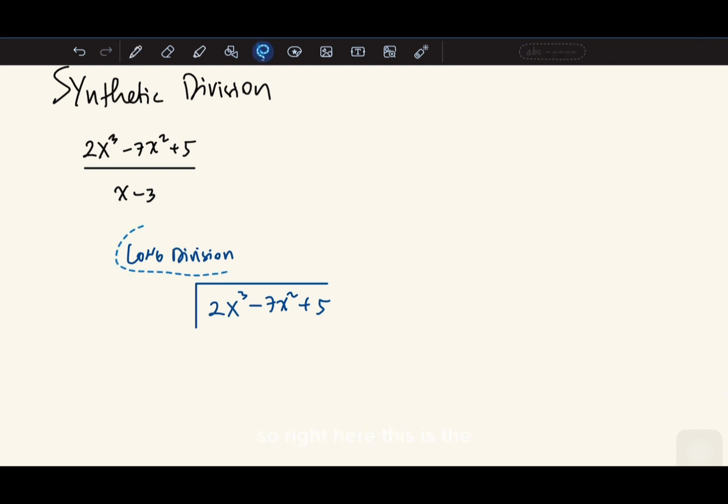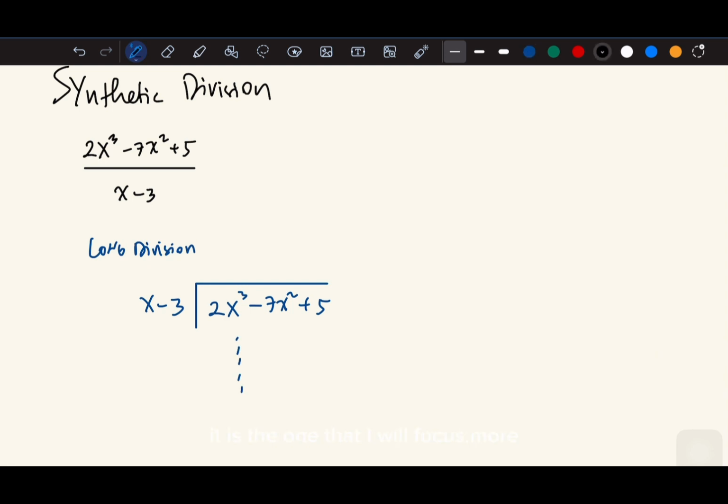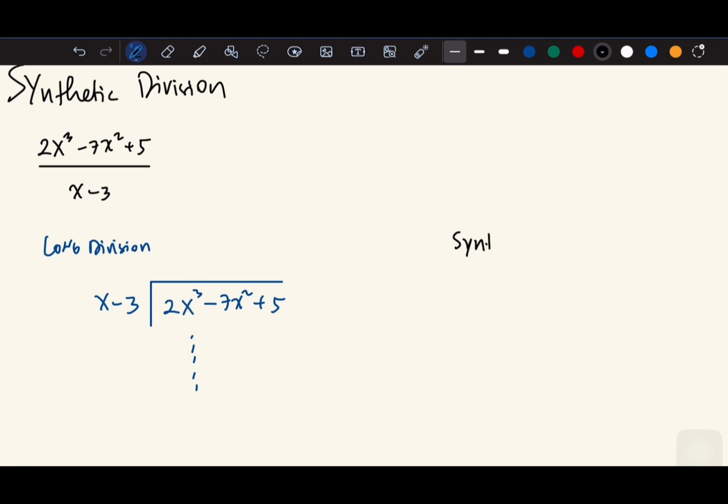So I will write here, this is the one you have learned before, long division. You can try by yourself. This is the one that I will focus on more, the synthetic one. Now remember, if we are able to completely divide this, and there is no remainder at the bottom, it means that we can completely divide, right?